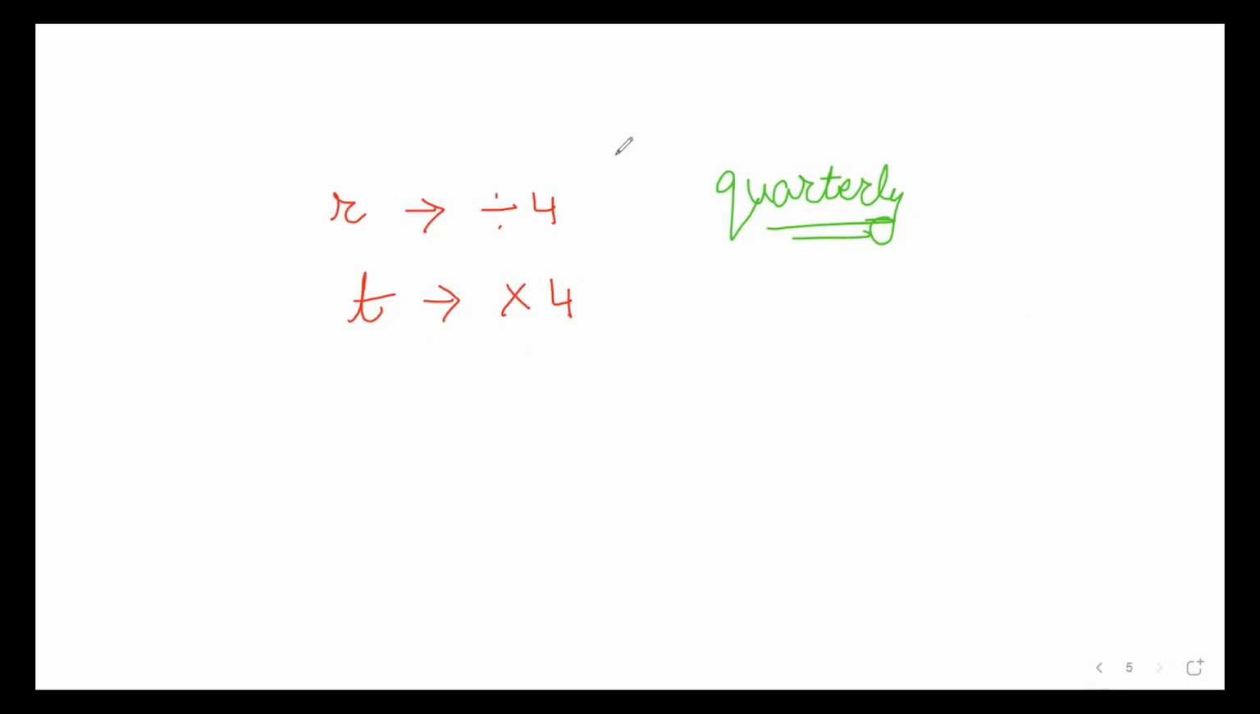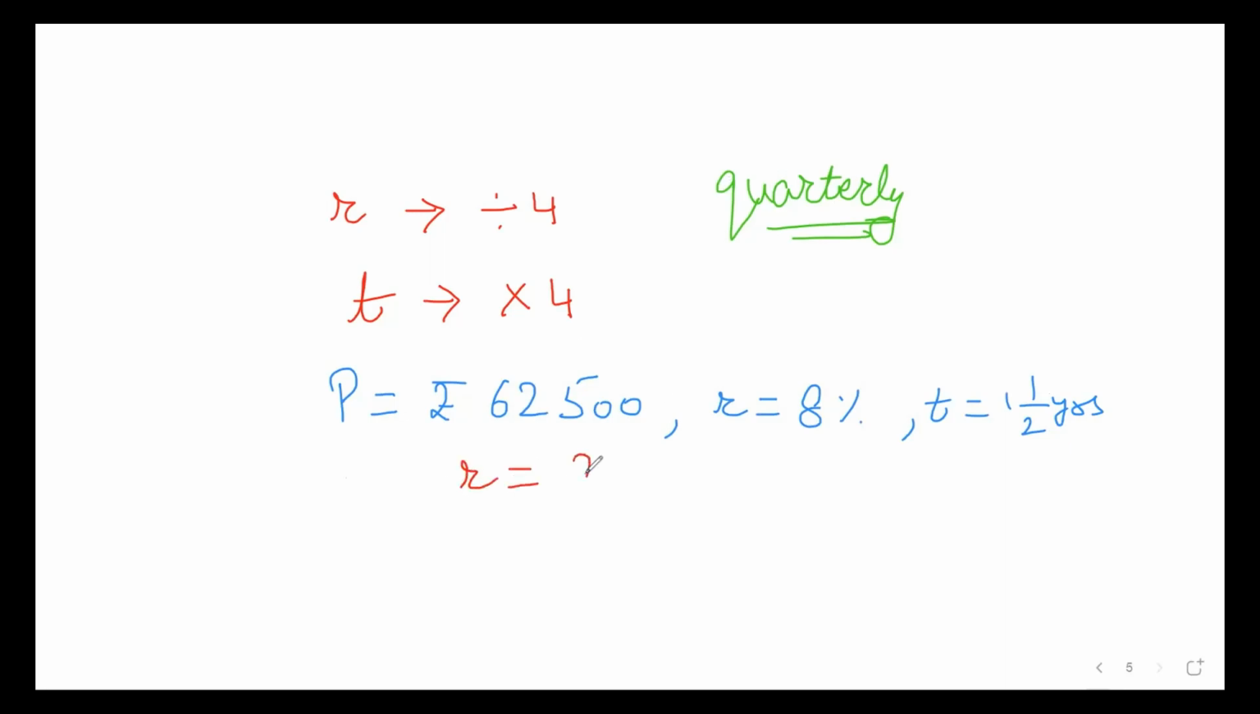We are having the same thing here. The principal is rupees 62,500. Rate, we were having 8% per annum compounded quarterly, and the time is 1.5 years. Okay, I'm taking the same values. Now it's compounded quarterly, so rate would become, in this case, you have to divide by 4. So it would be 2% per annum compounded quarterly. Time period would be, here it is 3/2, so we'll multiply by 4 and it would be 6 years.